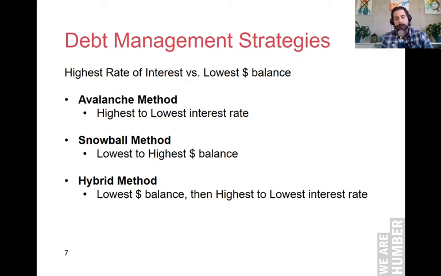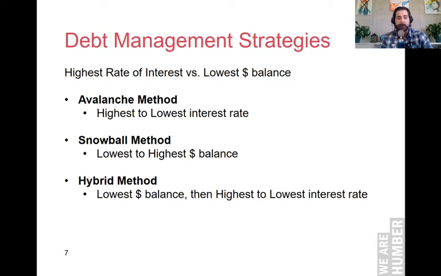So getting rid of the thing that's going to cost you the most over the long run, or getting rid of the thing that you can get rid of quickest so you just don't have to worry about it anymore. So the three methods that we look at, the two main ones are the Avalanche Method, which focuses on taking the highest interest rate first down to the lowest interest rate to get rid of that compound interest accruing over time, or the Snowball Method, which focuses on getting rid of the lowest dollar balance first so that you have to repay fewer lines of credit over time.